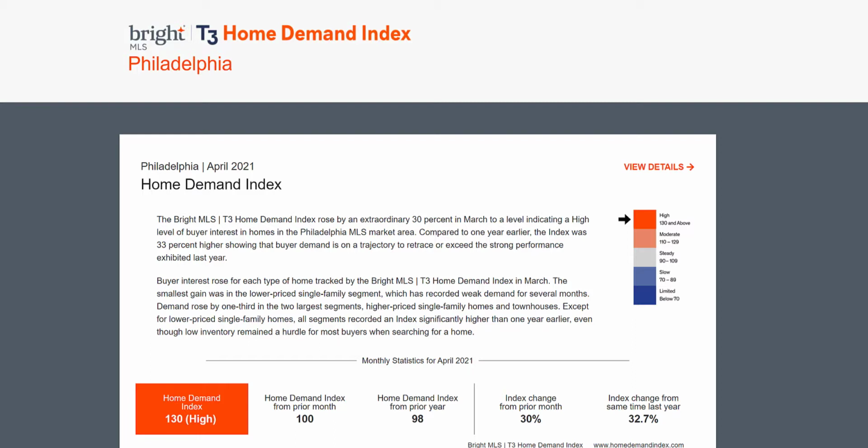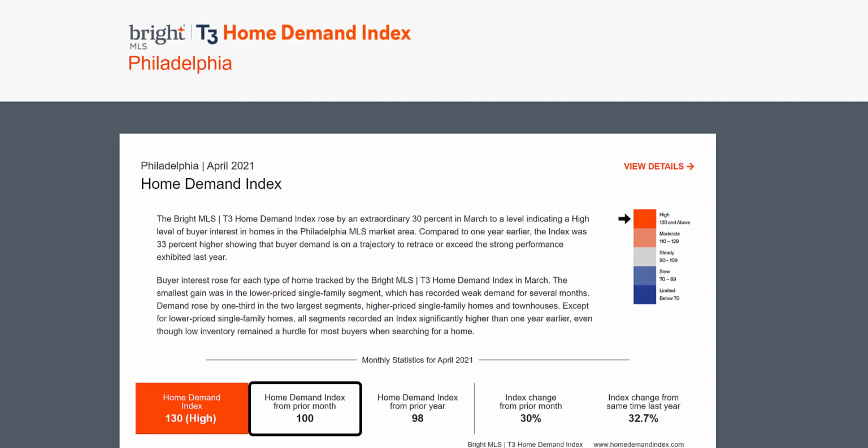So in many cases, drilling down at the zip code level or the home type level may be a better match, depending on your narrative or positioning with the client that you're working with. So back to this example, the HDI is 130, putting it at the highest level.